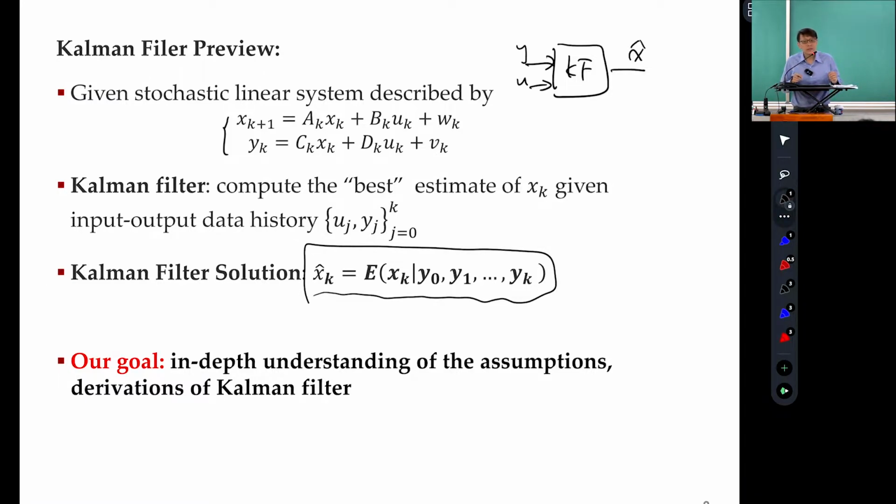What is it? It's a conditional expectation. The Kalman filter is nothing but a conditional expectation. Why is that? Today we're going to answer these two, then we derive the entire Kalman filter. First of all, why is this optimal? Why is conditional expectation optimal? In what sense is it optimal? And how do we derive those conditional expectation formulas based on the modeling assumption? That's our goal today.